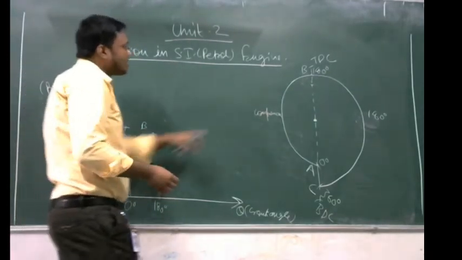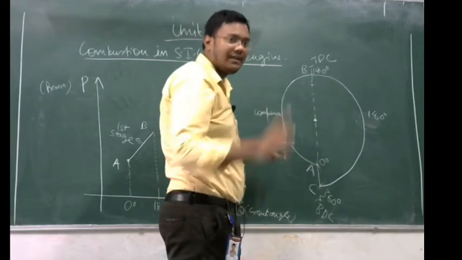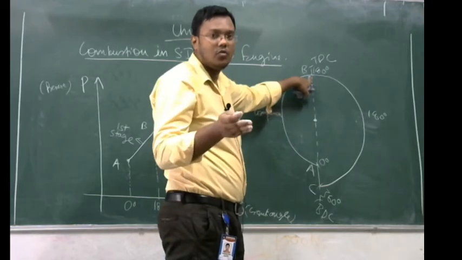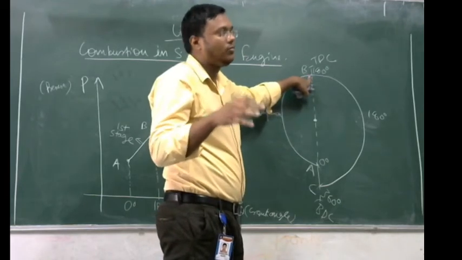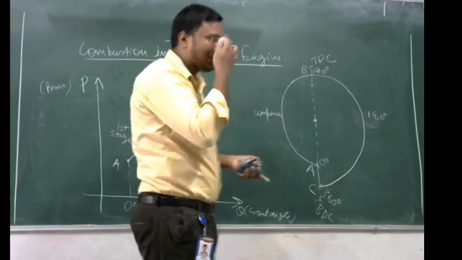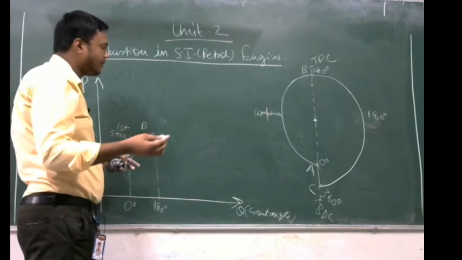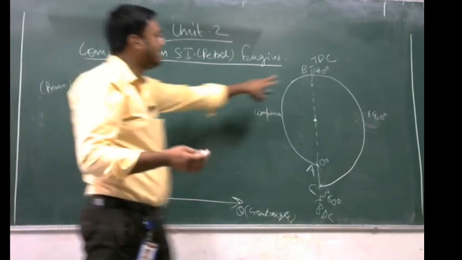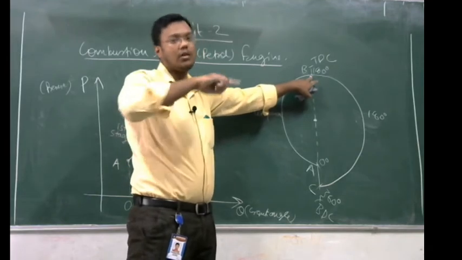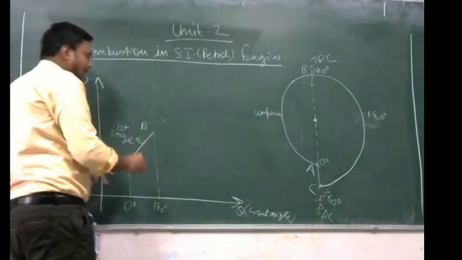Now when combustion takes place, we will remain at point B. Remaining at point B means the piston will not move, and when the piston does not move, the crank will also not rotate. So the crank angle will not increase here. During combustion the crank angle remains constant, because the piston is not moving.